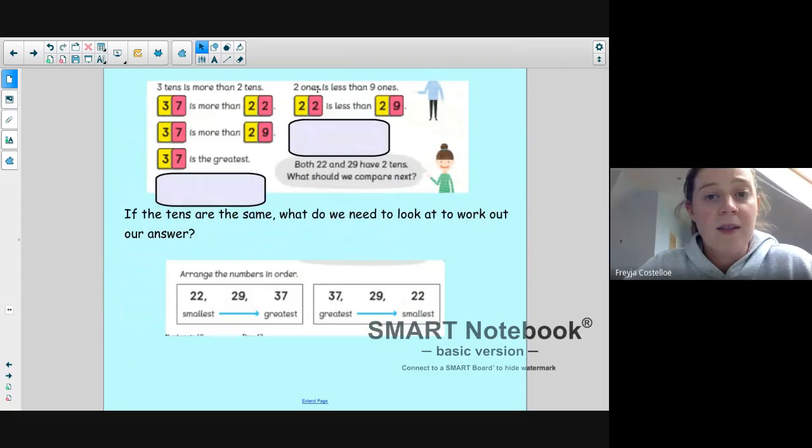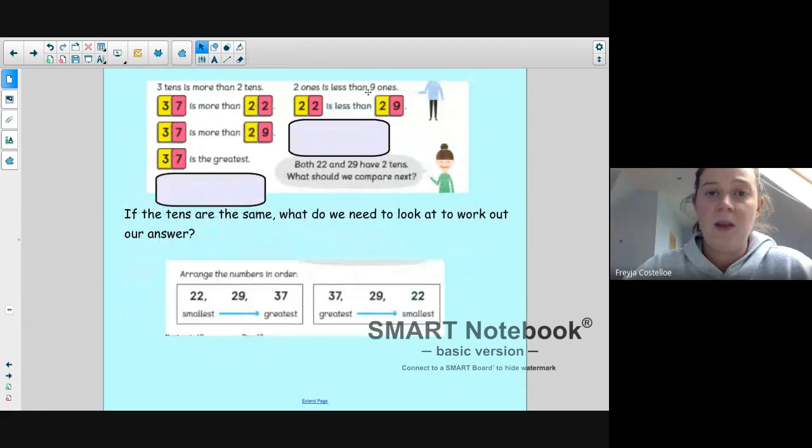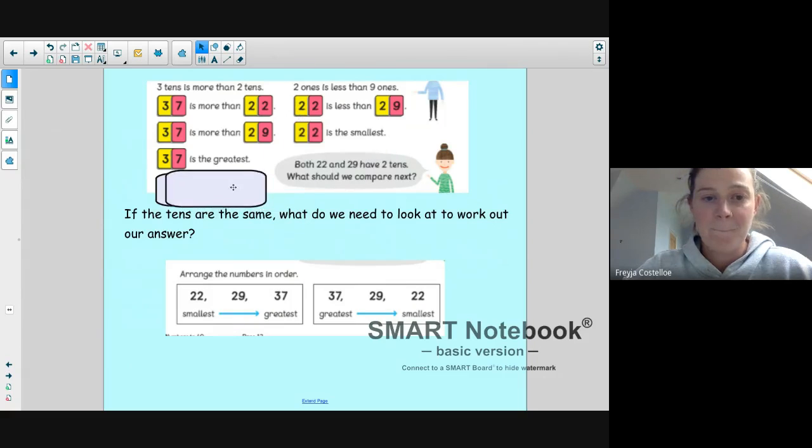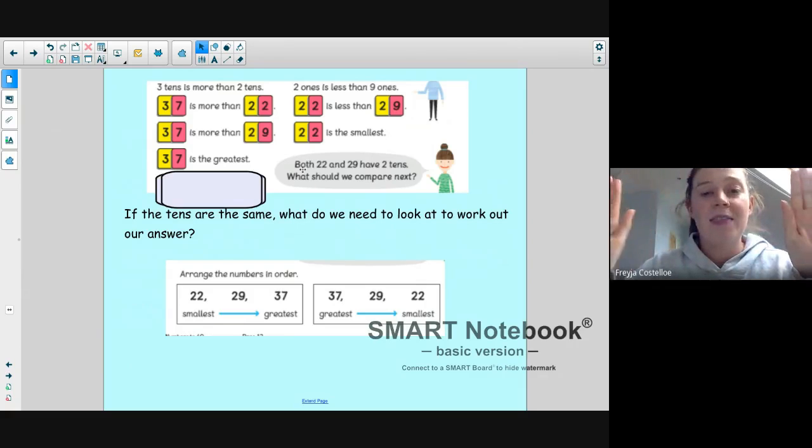2 ones is less than 9 ones. Good, that is exactly what we found out here, haven't we? 2 ones is less than 9 ones. So 22 is less than 29. And we beat our friend here to it, haven't we? Because she says both 22 and 29 have 2 tens. So what do we need to compare next? We know what we need to compare next, don't we? If the tens are the same, we look at the ones.